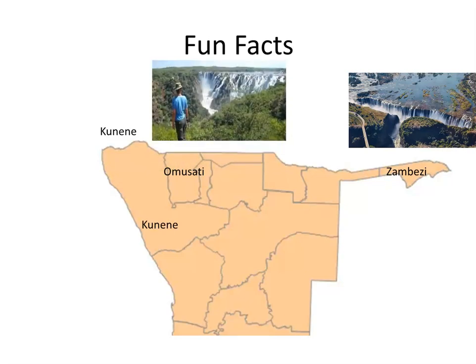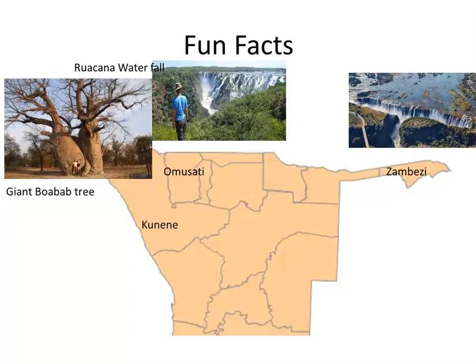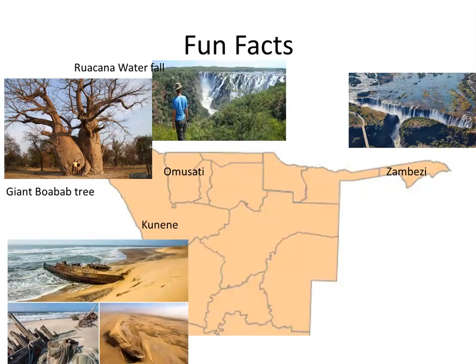In the Omusati region, we have Ruacana waterfall, and we also have the giant baobab tree. Now, the Ruacana waterfall is an energy-generating waterfall. That's where we get most of our electricity from. And in the giant baobab tree, you'll actually find one of our police stations situated in one of these trees. Then we have the Kunene region, which has the Skeleton Coast, where you'll find a lot of shipwrecked ships. And that's what makes our country special.